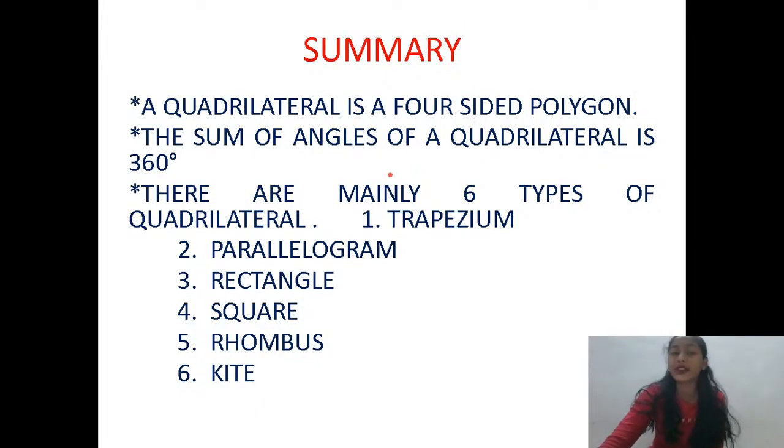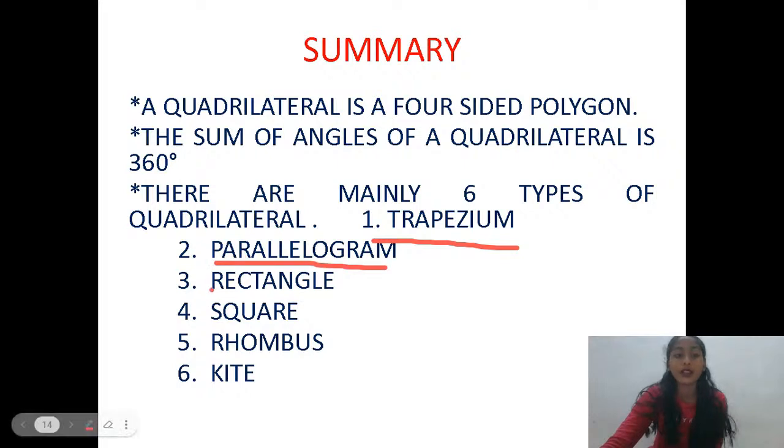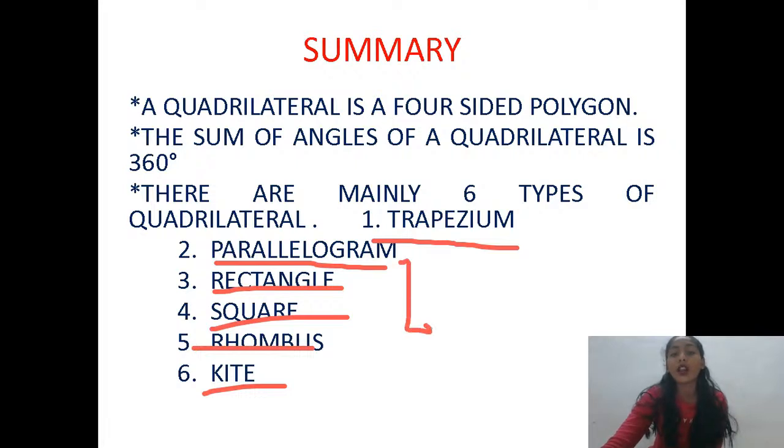And now, at last, we have come to the summary. A quadrilateral is a four sided polygon. The sum of angles of a quadrilateral is 360 degrees. And there are mainly these types of quadrilateral: trapezium, parallelogram, rectangle, square, rhombus, kite. So, this is an extra information for you all. Parallelogram is written like this in short form. This is just to help you not to write the full name of parallelogram. Instead, you can use this shortcut.